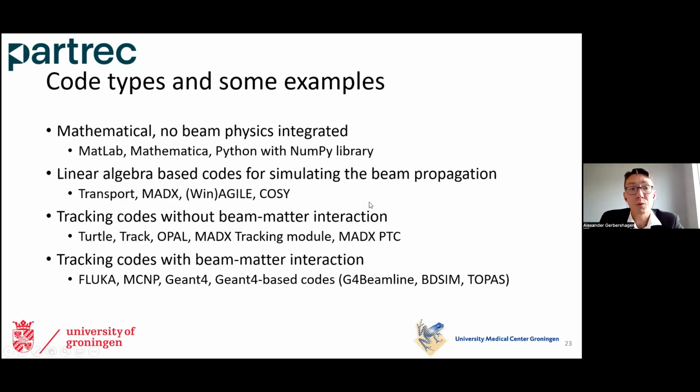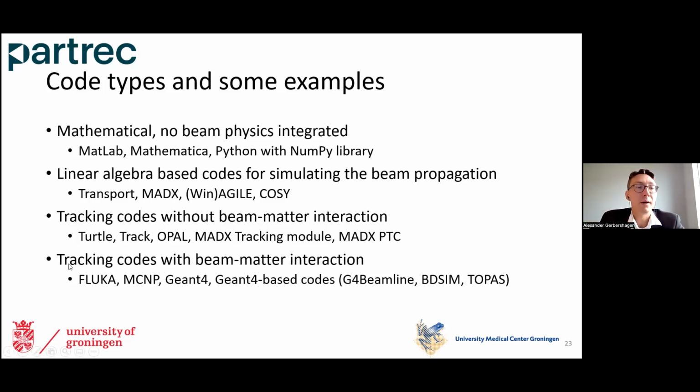Then you have codes which can simulate the propagation of the beam in order to design a beamline and also to match specific beam parameters. This includes TRANSPORT, MEDEX, Agile and Twin Agile, or COSY. And then, based on these codes, often, but not always, you have tracking codes, which can track the distributions of the particles in specific beamlines, in specific fields, but they do not simulate the interaction of the beam with the matter. They usually simulate the absorption of particles when they reach, for example, the aperture of a magnet or of a kind of collimator, but they assume then that the particle is lost.